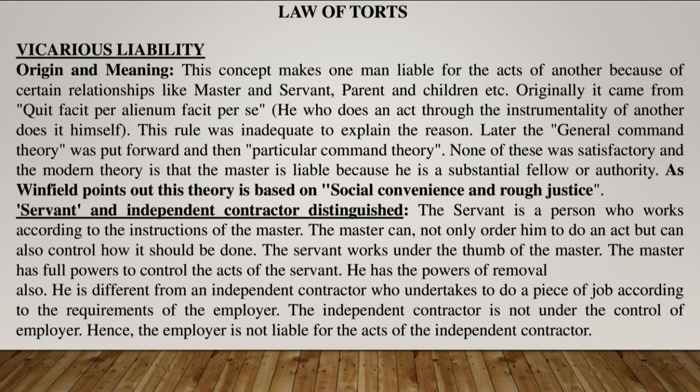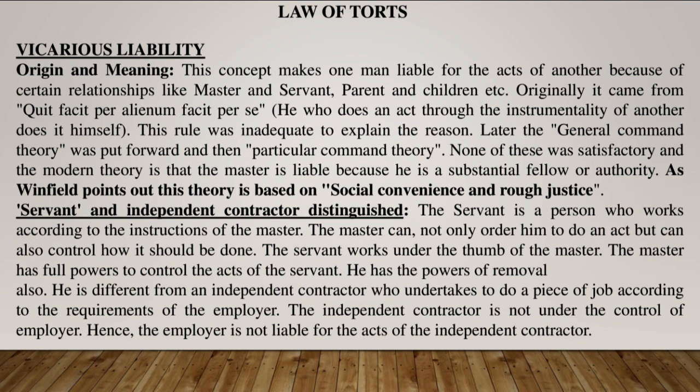Vicarious liability. Origin and meaning. This concept makes one man liable for the acts of another because of certain relationships like master and servant, parent and children, etc. Originally it came from quid facit per alienum facit per se: he who does an act through the instrumentality of another does it himself.